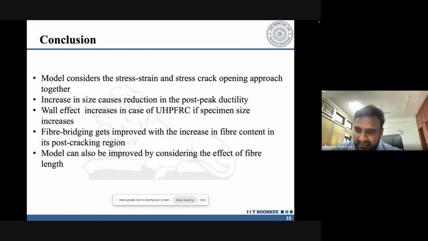So this study represents what we have seen. We have included both the stress strain approach and the stress crack opening approach to formulate our model, and that can be used for design purposes. We have considered the fiber orientation and specimen size, how they influence, and how we can model them. We also looked at what kind of fracture mechanism is involved in the post cracking behavior. Of course, one more thing: fiber distribution should also be accounted for, because it is again a matter of investigation and we are looking into it.